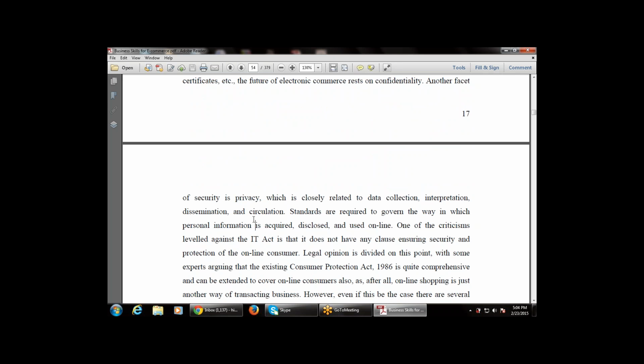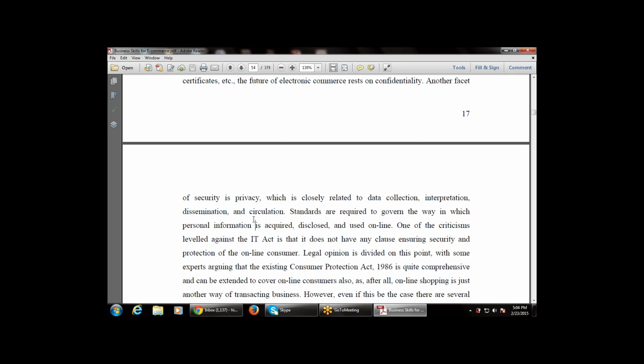Security is also related to data collection, that is, how to collect the data, and its interpretation, dissemination and circulation. Standards are required to govern the way in which personal information is acquired, disclosed and used online.